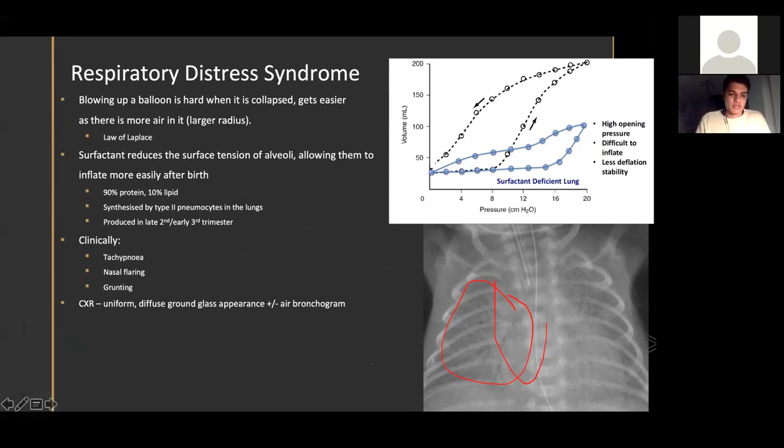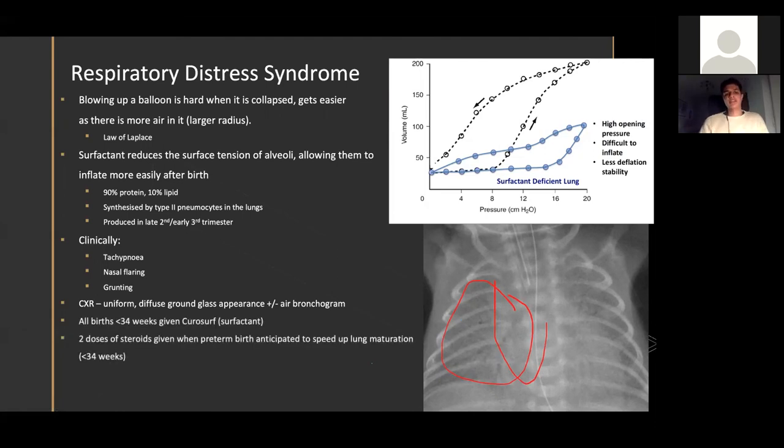Right, okay. And then all births less than 34 weeks in this country are given CuraSurf, okay, which is surfactant made from pig's surfactant or made from cow surfactant. I don't know exactly which one, it varies. But they're all given CuraSurf to stop development of respiratory distress syndrome. So you won't see it that much, okay? But it's still important to know about. If you see it on a discharge summary, for example, for a neonate who you're looking after later in life.